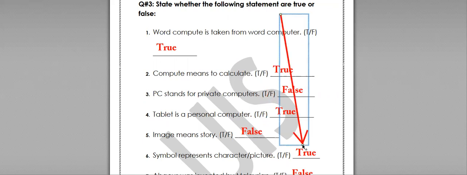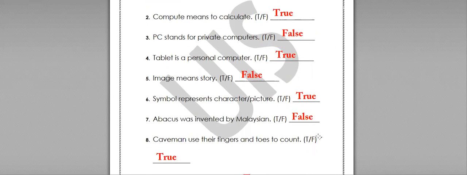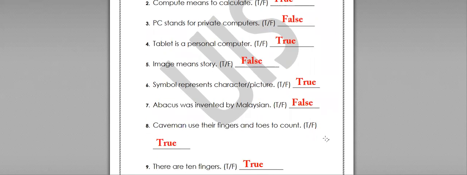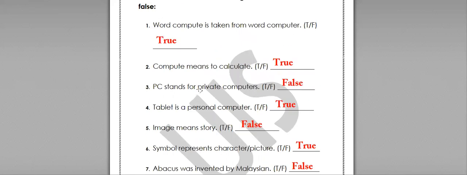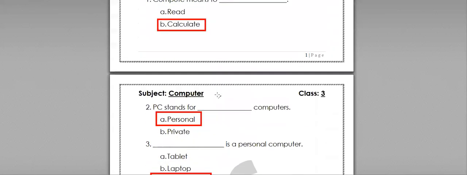Symbol represents character or picture. It's true. Now, abacus was invented by Malaysians. It's false. It's by Chinese. Cavemen used their fingers and toes to count. Yes, it's true. We have 10 fingers in our hands. Along with this point, we are done with worksheet number 1.